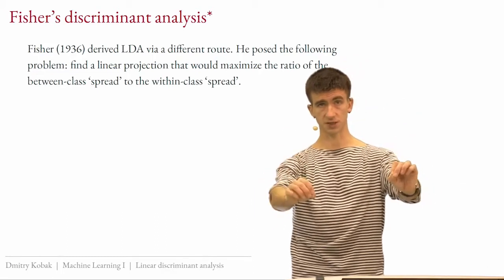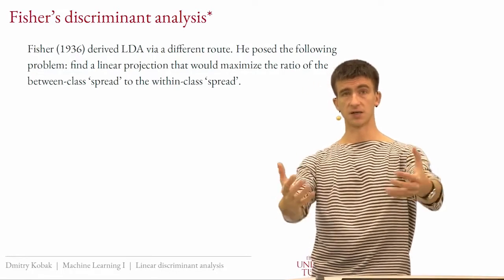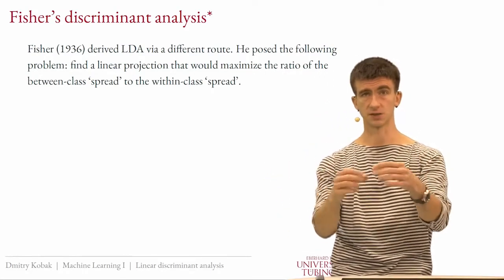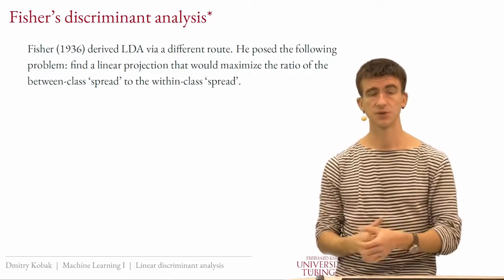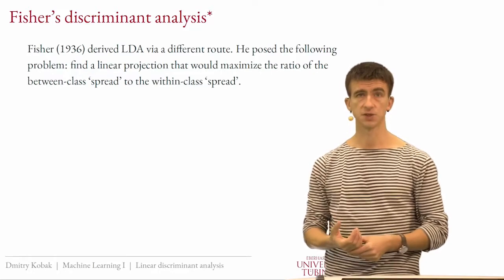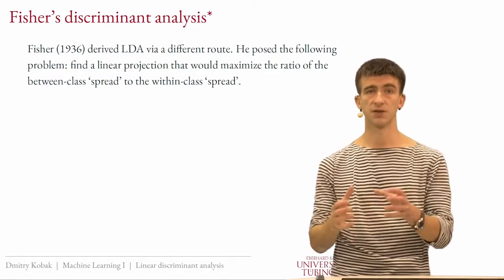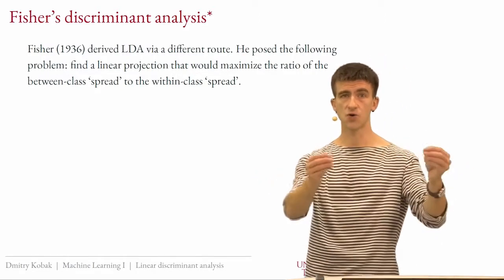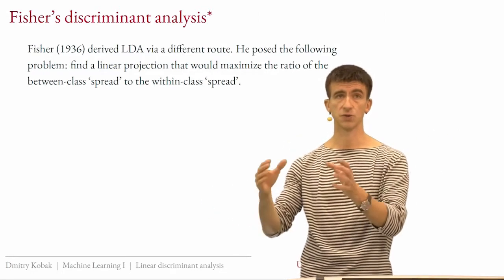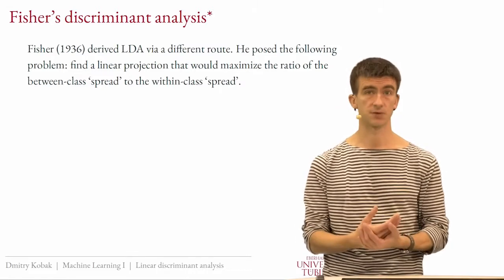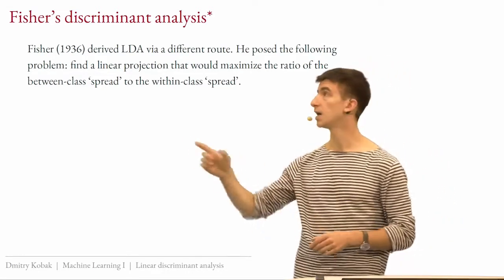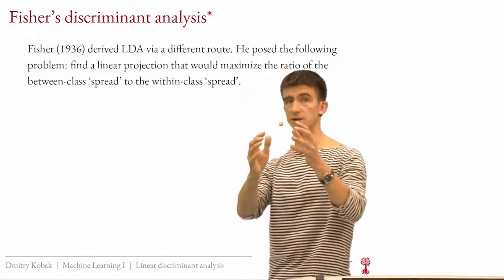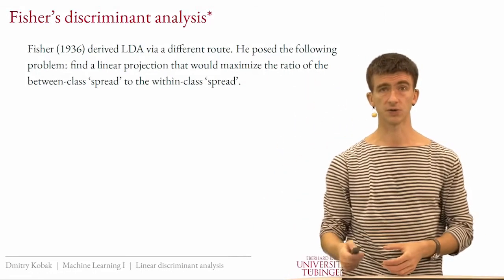So we want to find the projection such that when you project all the data, the classes are as separate as possible. We need to quantify what it means for the classes in one dimension to be as separate as possible. The definition that Fisher used was to measure the between-class spread, how far the classes are from each other, and then measure how much variance the classes have. That's called the within-class spread, and then take the ratio. The higher the ratio, the better, because we want the between-class spread to be high and the within-class spread to be low. Both things contribute to a high ratio, right?